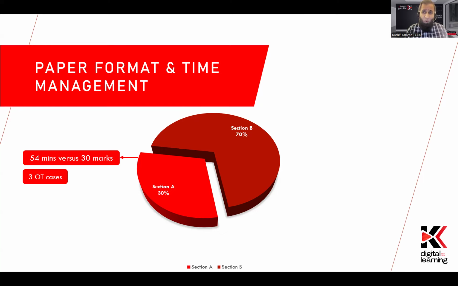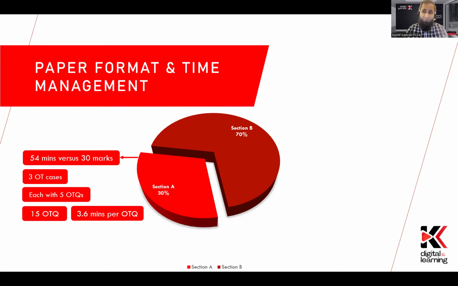Section A consists of 3 OT cases, with each OT case having 5 OT questions. So that means in total we'll have 15 OT questions. And according to the 54 minutes, we'll have roughly 3.6 minutes per OT question to solve, which is very good. So you have a good amount of time per OT question, and you should not be in a rush or a hurry to solve them. You should carefully read, think, and then choose the correct answer for the OT question. In terms of section B, we have 126 minutes for the 70 marks section.